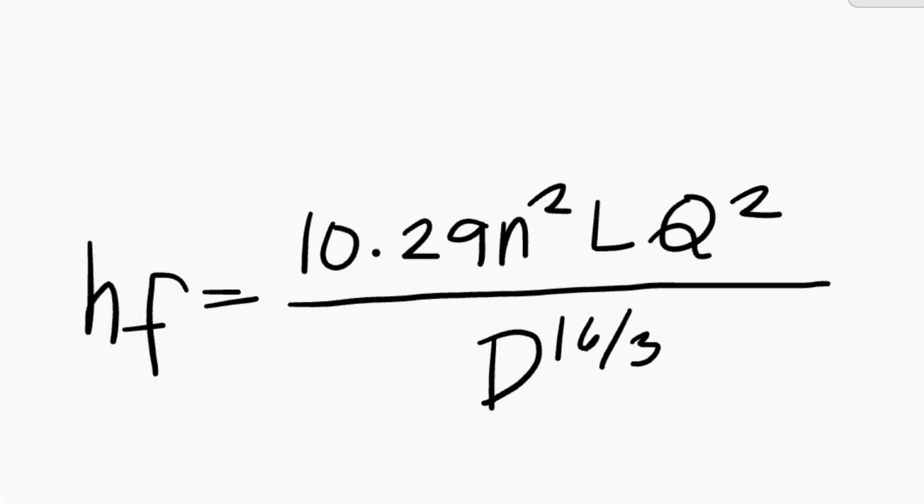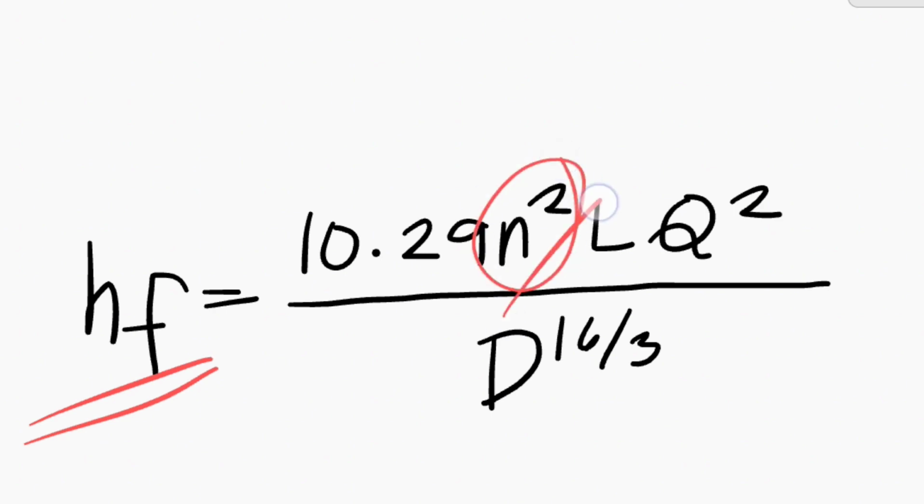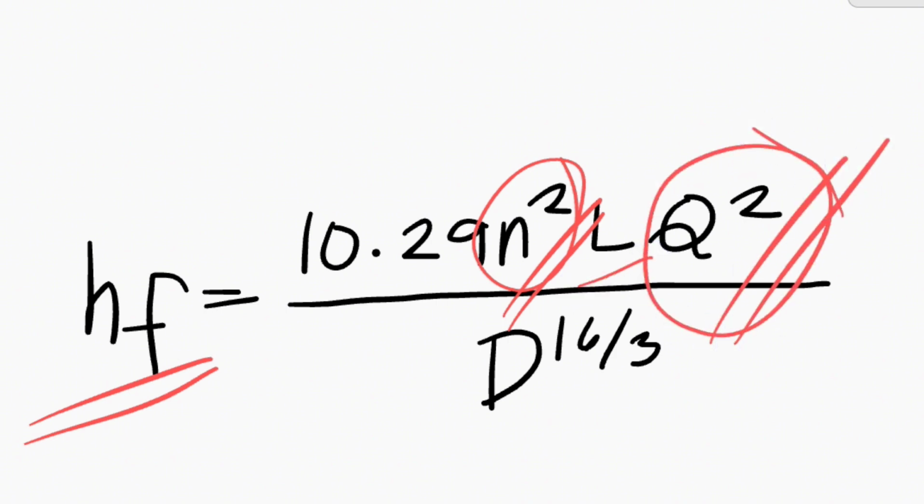Of course, we have HF that denotes the major head loss for the Manning formula. We have n as the roughness coefficient. We also have L or the length of the pipe, Q as the discharge of the fluid in the pipe, and D as the diameter of the pipe. We also have the constant of 10.29.